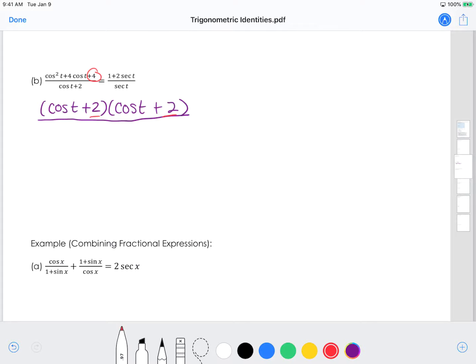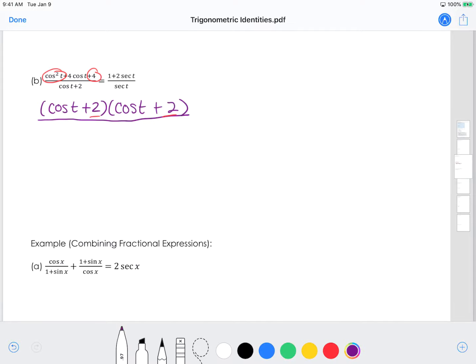And if I take cosine times 2 and cosine times 2 and add them up to get the middle term, that will give me 4 cosine. And then the cosine times the cosine in the front will give me cosine squared. So you should always multiply it back out to check it if you're not familiar with factoring expressions that have trig functions in them.